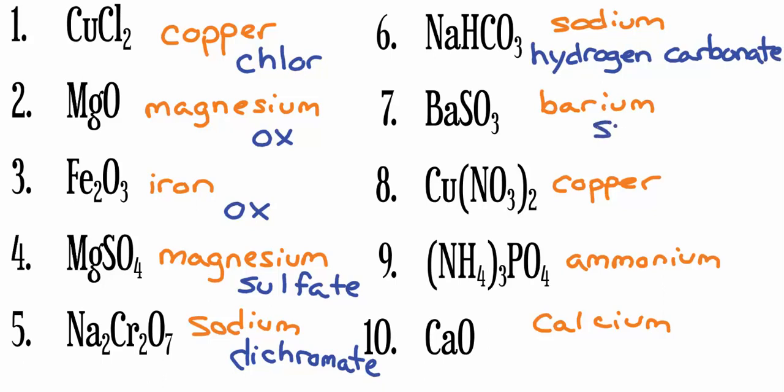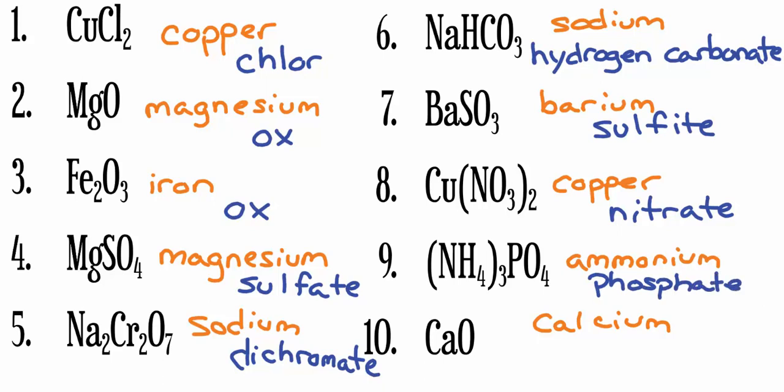Next we have sulfite, again a polyatomic ion. Next, another polyatomic ion highlighted by the parentheses, nitrate. Again, another polyatomic ion. This is phosphate. And then finally we have oxygen again, so I'll write ox.